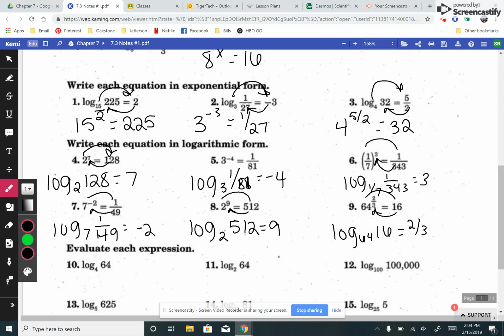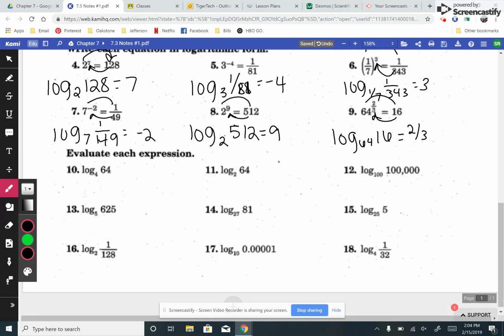Okay, so that's a lot of just changing between forms and understanding how it works, because then we get down here to the math part, and you have to understand how that works. So we want to think of these as equal to x. We want to think 4 to what power equals 64? Well, we know that's 3, so x equals 3. So the value of log base 4 of 64 is 3. Now, 2 to what power equals 64? Well, we know 2 to the 6th equals 64. So the value of this would give us 6. We can say x equals 6.